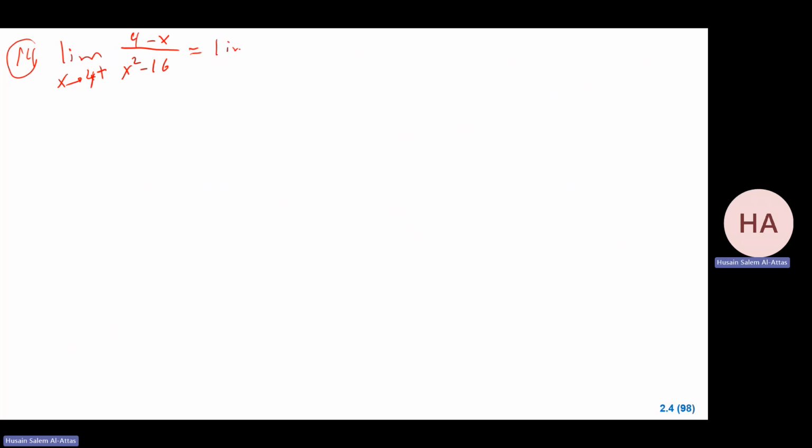It means you need to do something, which is very clear. I will factor this: x -4 times x + 4. Well, this is equal to -1. So substitute, you get -1/8.